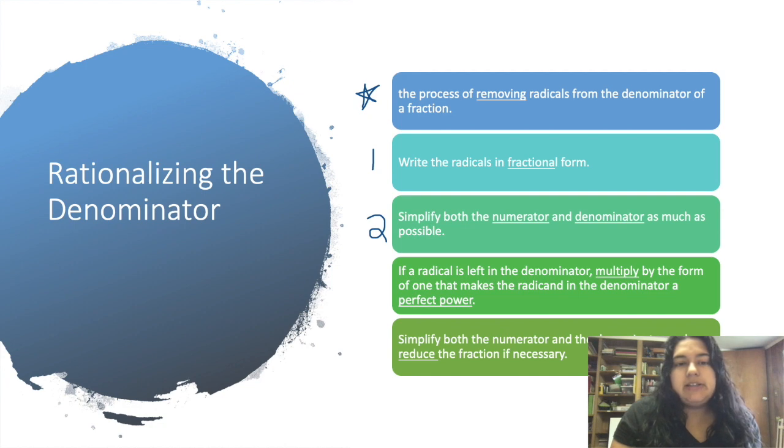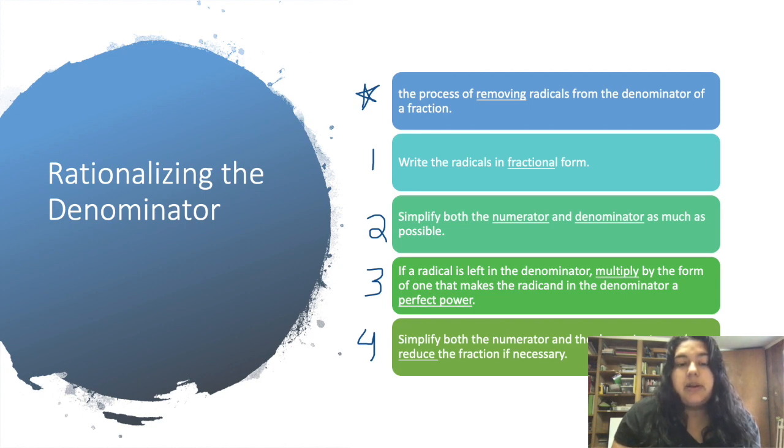Step number 2, simplify both the numerator and denominator as much as possible. You're going to do that while they're in the radicand. And then in the third step, if a radical is left in the denominator, multiply by the form of 1 that makes the radicand in the denominator a perfect power. We're going to talk about the form of 1 in just a moment. I'm just going to go through the fourth step first.